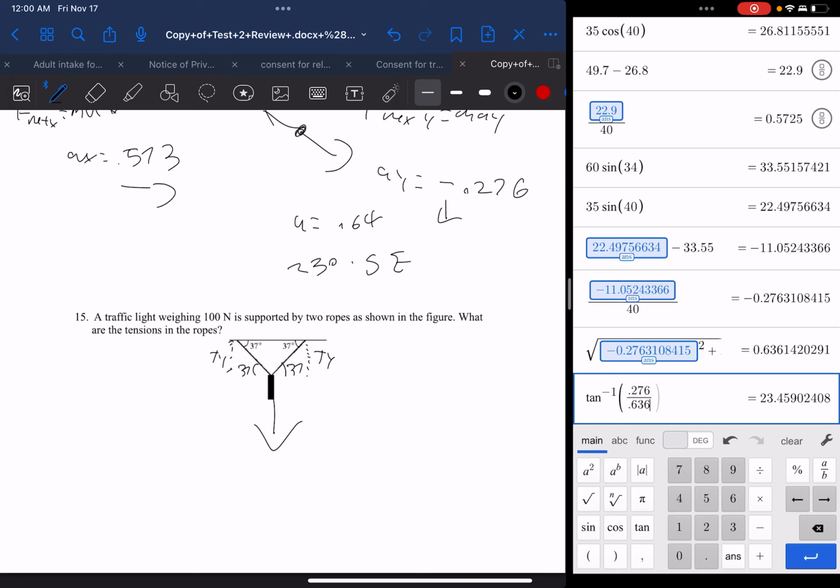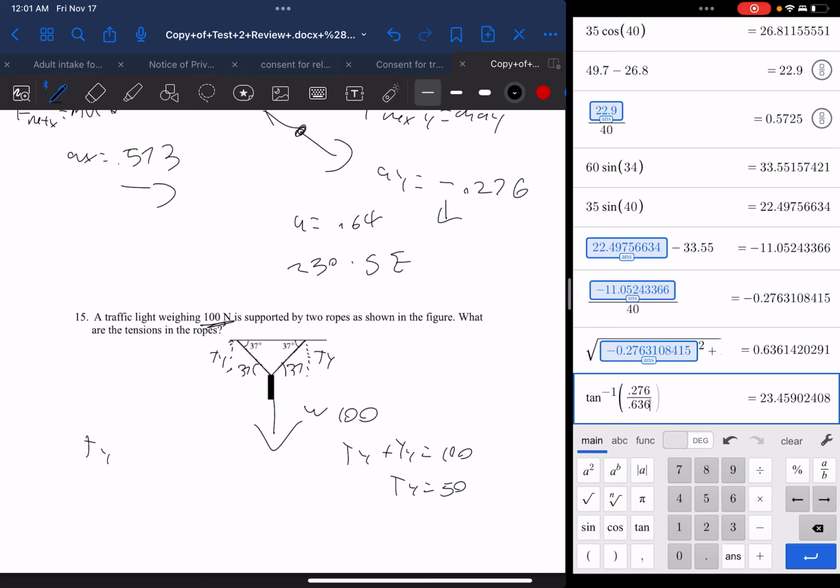So Ty plus Ty has to equal the weight. The weight is given to us explicitly as just 100. We don't even need to multiply by the mass because they don't give us the mass, they just give us the weight. So Ty plus Ty needs to equal 100, which means that Ty equals 50.